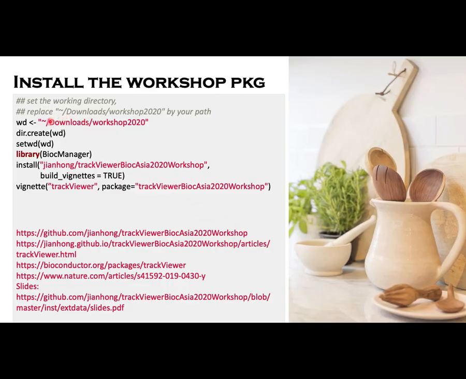Before we start, I suggest you install the workshop package from GitHub. The package contains the vignettes and the slides for this workshop. First, set your working directory to a new temporary path. When the workshop is finished, you can remove all the files generated in this workshop by removing the temporary folder. We use the install function from BiocManager to install the workshop package. It will take a lot of time to generate the vignettes, so please do it as early as possible.